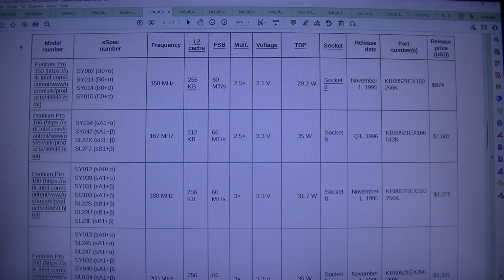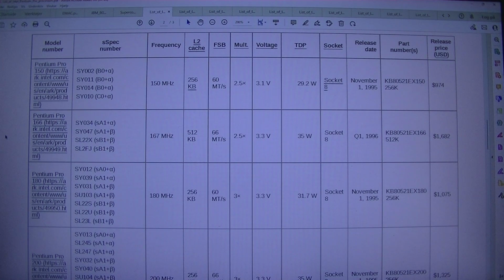Pentium Pro 150: SY002, B0 plus alpha. SY011, B0 plus alpha. SY014, B0 plus alpha. SY010, C0 plus alpha. 150 MHz, 256 KB, 60 MHz bus, multiplier 2.5, 3.1 V, 29.2 W, socket 8. November 1, 1995. 80521KX150256K.